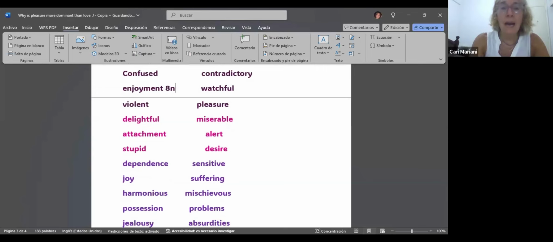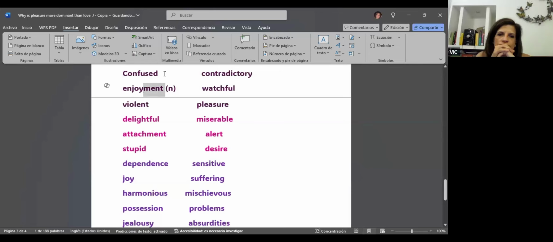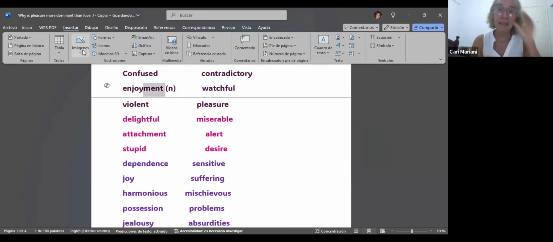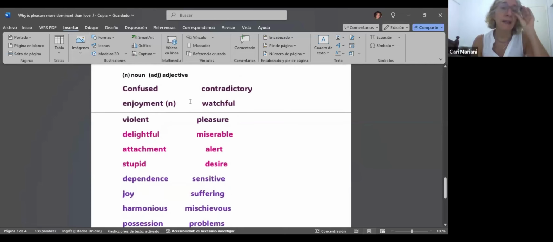And another, you know that I said that suffixes and prefixes sometimes are useful. Los sufijos y los prefijos son útiles porque te ayudan a saber what the function of the word or what the meaning of the word is. In this case, el sufijo ment, por lo general, it's a signal that the word is a noun. Another, for instance, another word with enjoyment may be contentment.